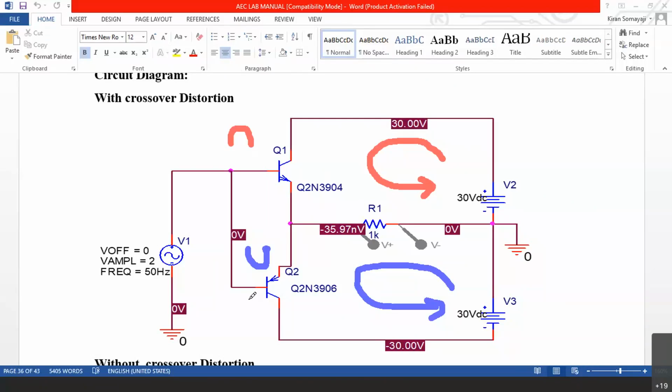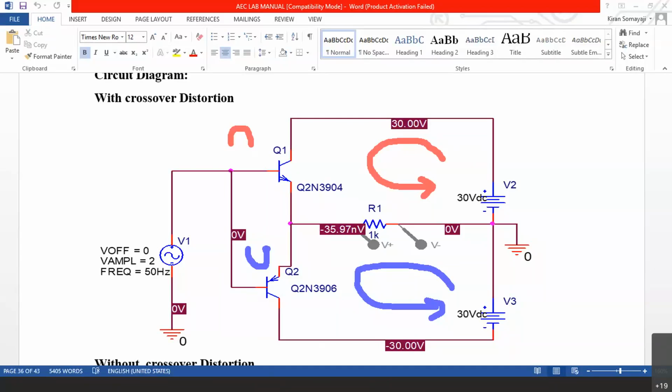In this case, we can say in the positive cycle, NPN is pushing current down, and in the negative cycle, PNP is pulling current in the other direction. We can say that because in PNP, current flows into the emitter, whereas in NPN, current flows out of the emitter. So you can say the upper one is the push transistor and the lower one is the pull transistor. That's how this is called a push-pull amplifier, and it is a class B amplifier because each transistor conducts for 180 degrees only, for half a cycle only.